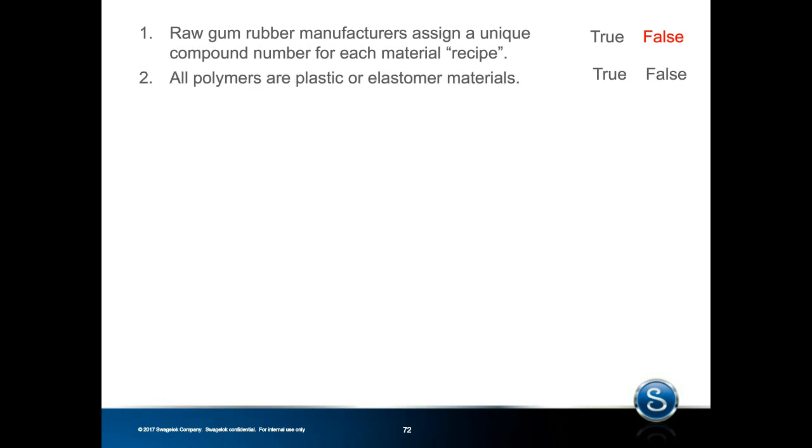The second question is, all polymers are plastic or elastic material? And of course, we all know now that this is false. So all plastic and elastomer materials are polymers, but not all polymers are plastic and elastic materials. Which gives you an easy answer to the next question, which is all plastic and elastomer materials are polymers. We know now to be true.